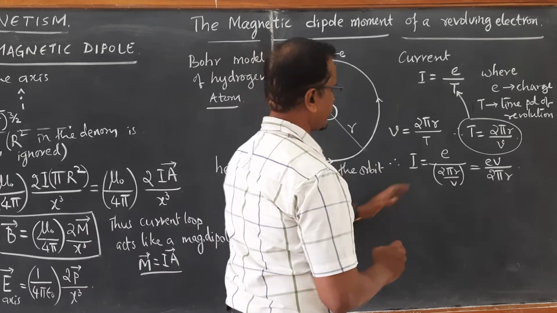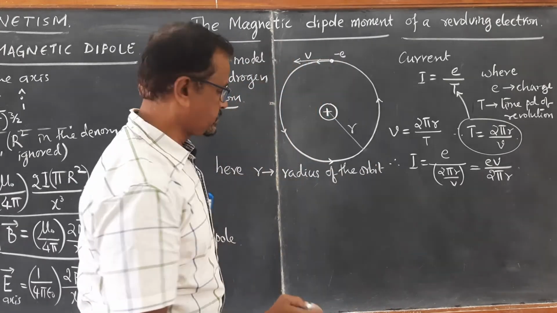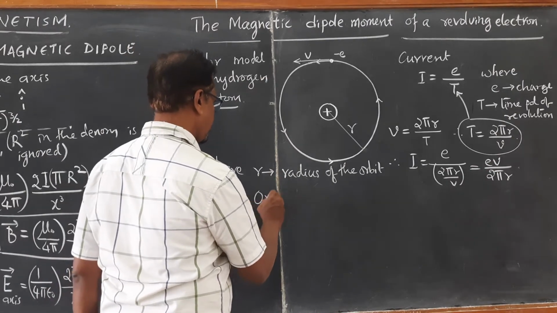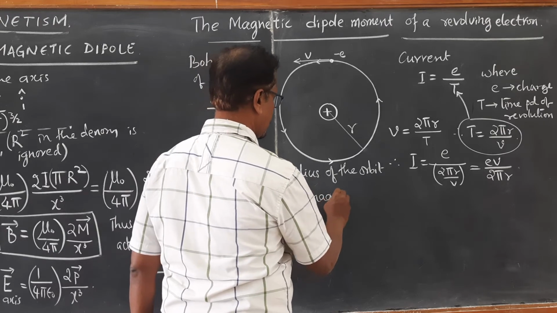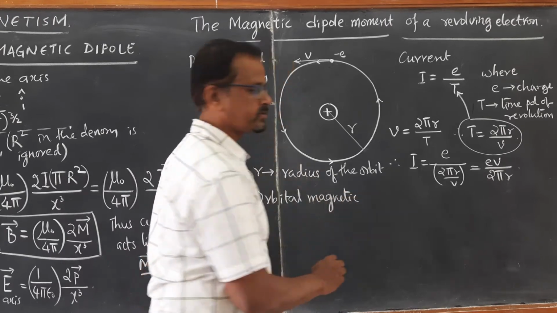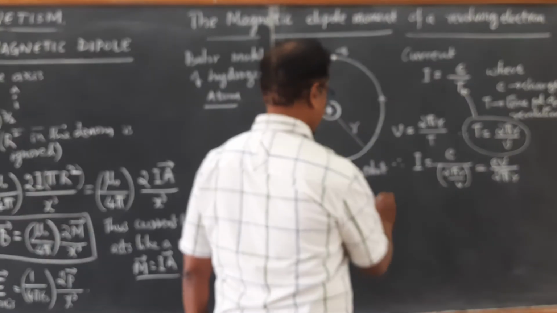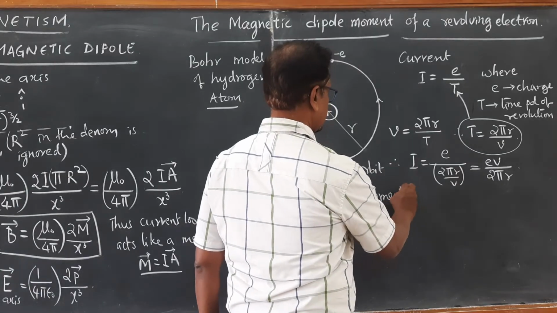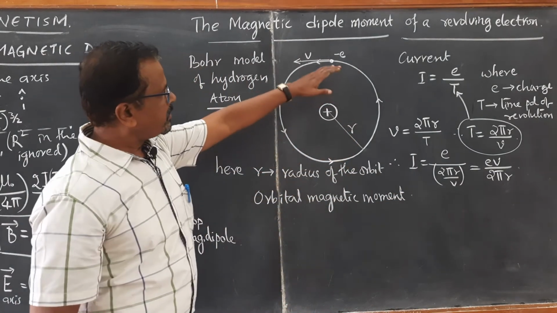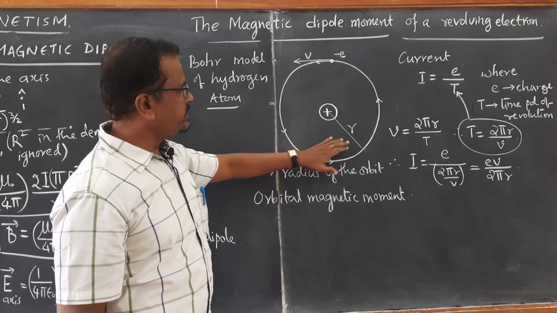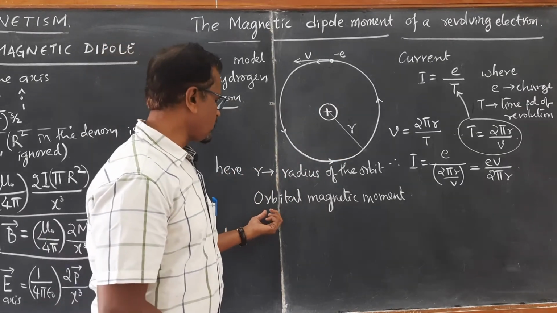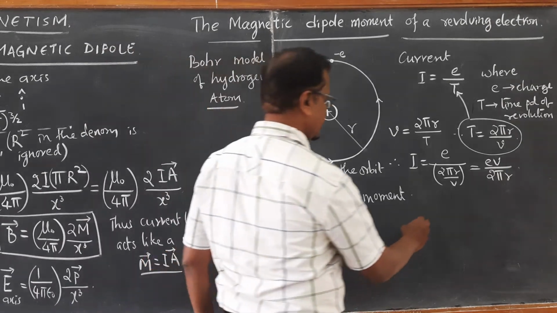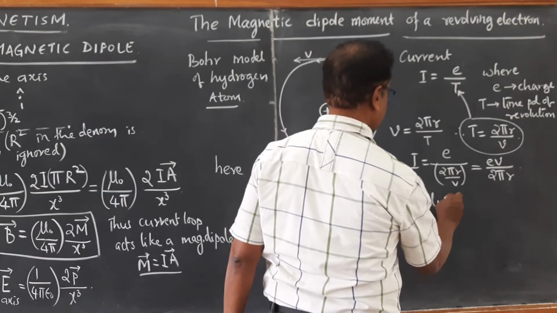So I can calculate the magnetic moment. It is called orbital magnetic moment. Orbital magnetic moment of the electron. Orbital magnetic moment means what? Magnetic moment of the electron revolving in its orbit of radius r. So it is called as orbital magnetic moment. It is denoted by mu L.